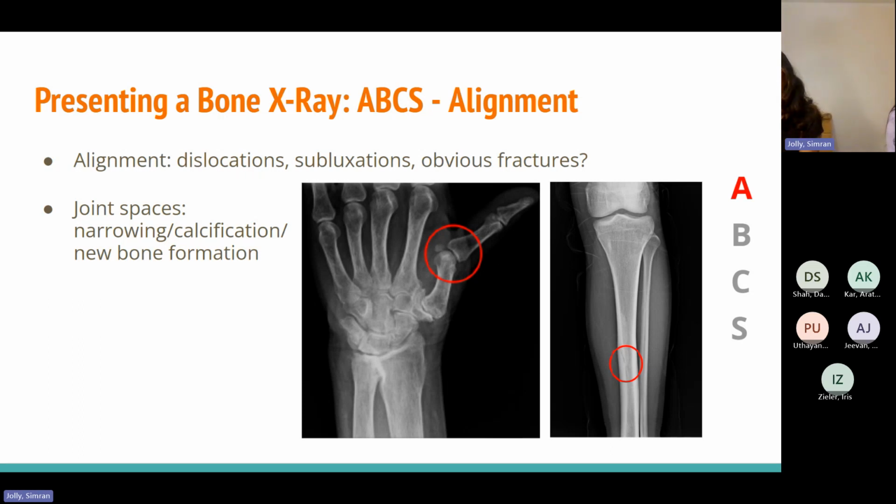And if you are looking at something and you can't tell if there's anything wrong with it, for example a hip X-ray, just compare one side to the other, and it might make it easier to identify any abnormalities. Another important thing is joint spaces. You want to comment on any narrowing, any calcification, which would be a brighter white color, or any new bone formation. And I'll show you what that looks like.